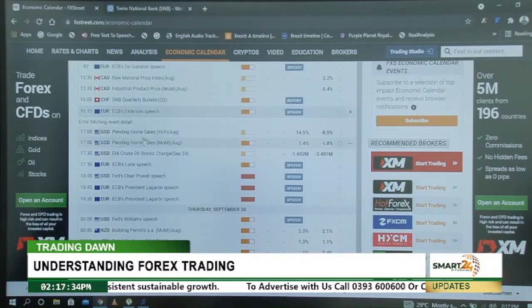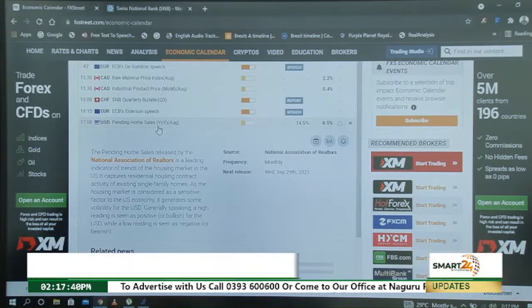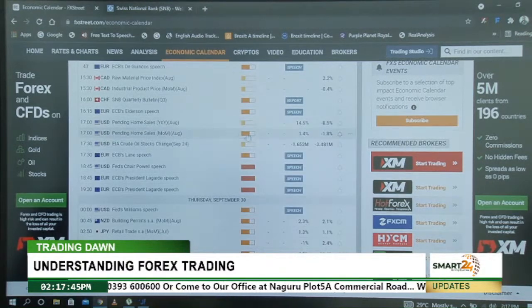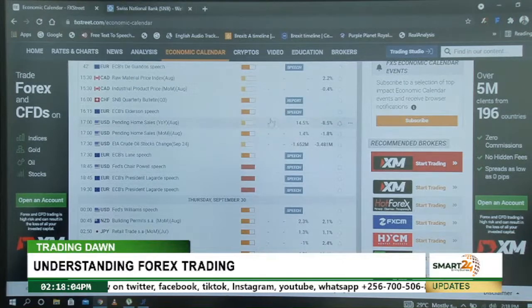These events will come in at 5, pending home sales. Now we have some statistics here affecting the US dollar. This one here is very low impact, but there's a big improvement there from negative 8.5% to 14.5%. That's a very big improvement, and for that event, if the figure is high, then it is good for the US dollar. If pending home sales, if that number is that big, then it's good for the US dollar, and it should give some good volatility in a positive direction.